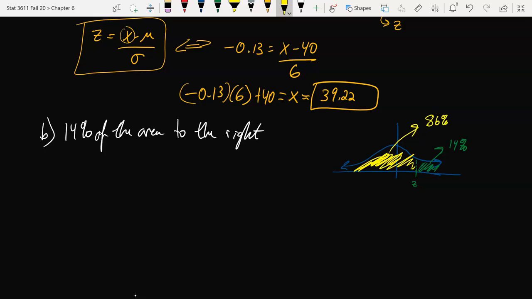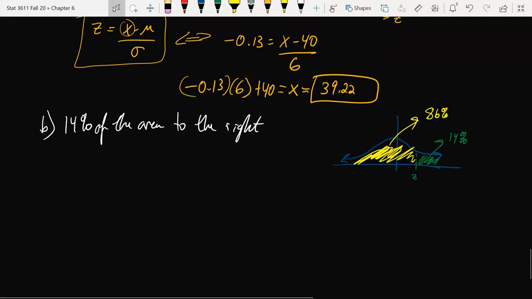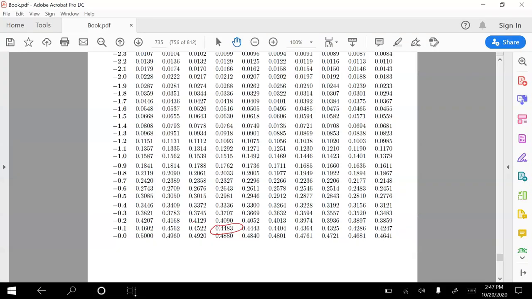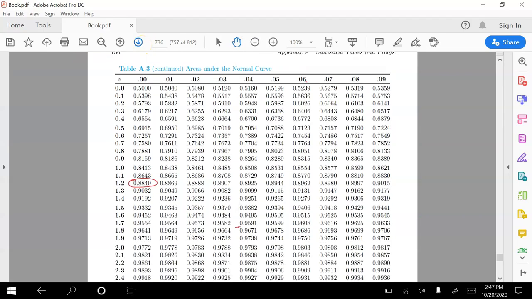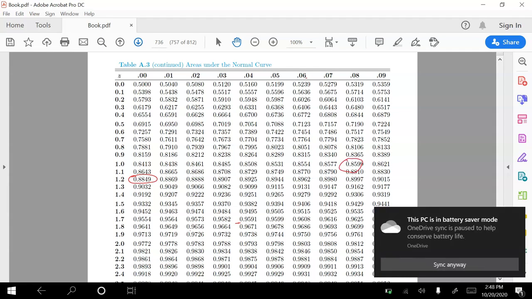86% of the area to the left. Okay, so we can look up that value in the table. What value of z in the standard normal distribution is going to give us 86% of the area to the left? Let's go ahead and take a look. Where is 0.860? Right about here. Right about there.